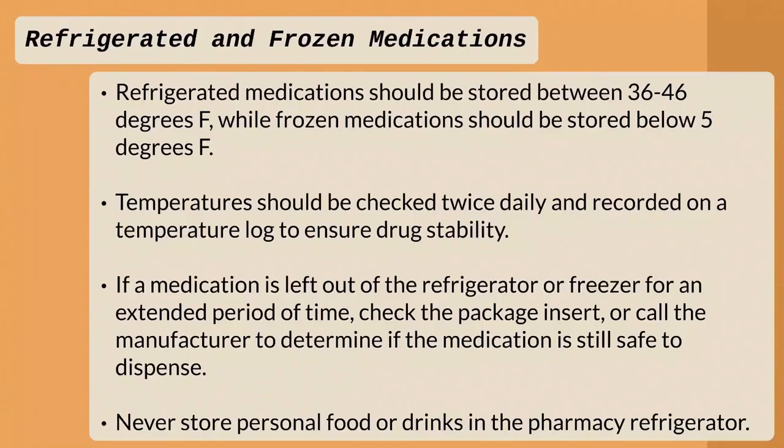This happens a lot with insulin. You'll pull an insulin out of the fridge, you'll get it together, you'll get it ready for a patient, and then it ends up sitting out for a while and the patient doesn't come get it, and you have to call the manufacturer to see if you're eligible to continue using that insulin and dispense it for another person, or if you now have to get rid of that insulin. Never store personal food or drinks in the same pharmacy refrigerator where all the medications are.